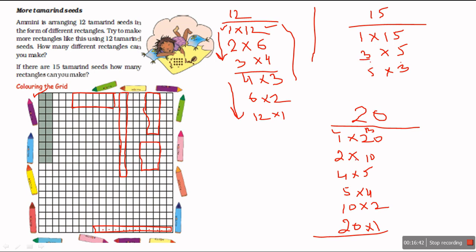Here it repeats after here. Here you can see 1, 2, 3 is not a factor, 4, 5. Now here it is repeated. So in this way we can arrange these seats in a rectangular form.